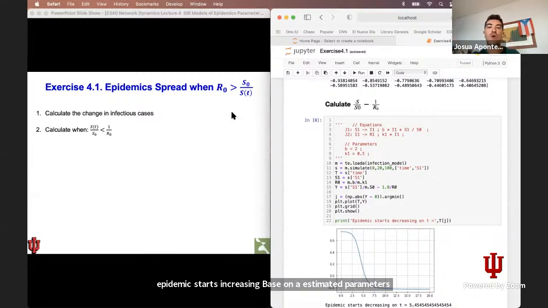So let's say you know what your recovery time is, you know what your R naught is, and you know how many individuals have already been infected in your population. Then you can tell when the epidemic is going to reach its maximum and start to decrease.